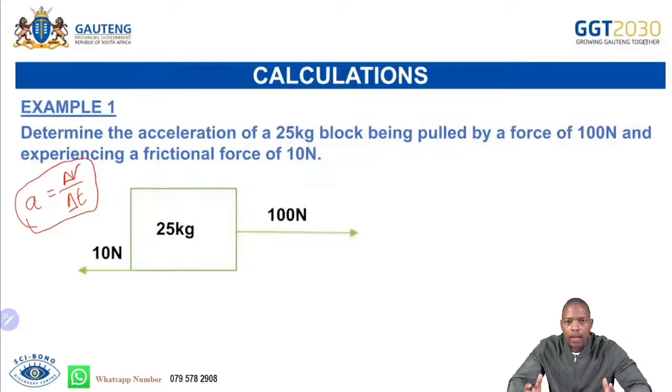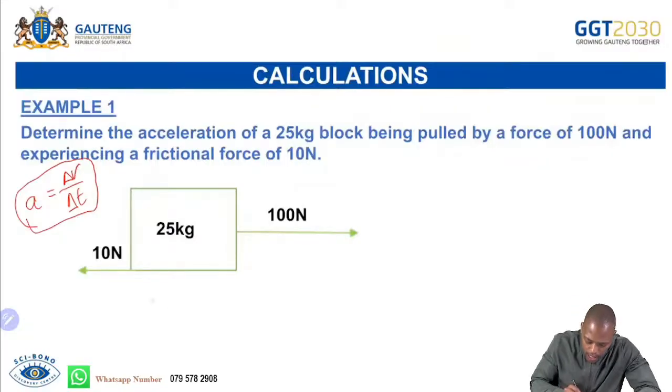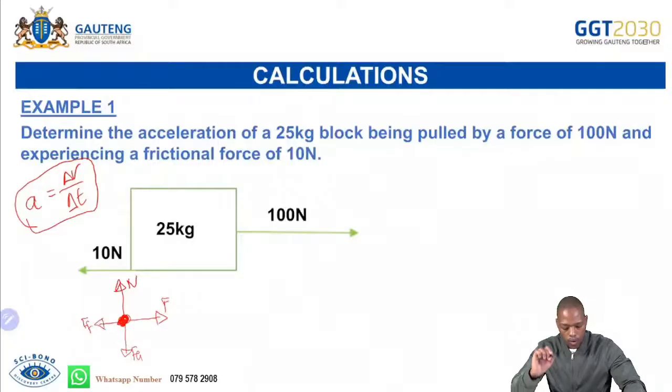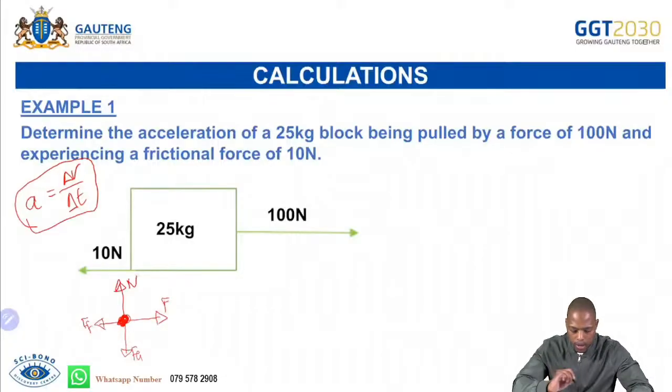Step number 1, draw the free body diagram. Always. So I start with step number 1. I draw the free body diagram. The free body diagram here starts with a dot. And then my forces. What are the forces? I have the normal force. I have the force of gravity. I have the force applied. And then I have the frictional force. Always draw the arrow and label at the same time. I've done step number 1. I've drawn the free body diagram.